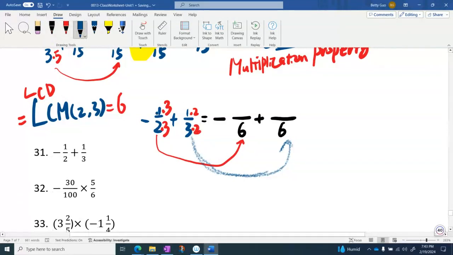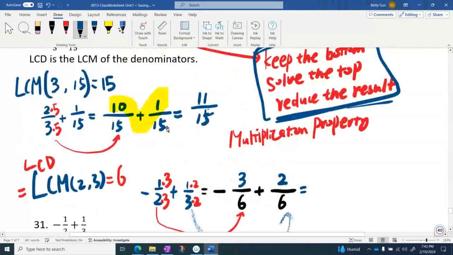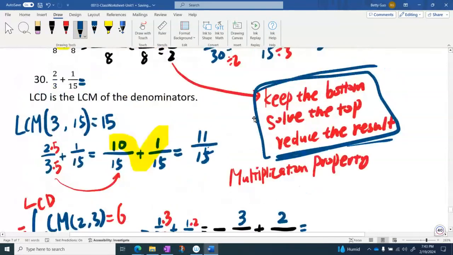One times 3 is 3. Yeah, negative 1 times 3 is negative 3. 2 times 3 is 6. 1 times 2 is 2. 3 times 2 is 6. So we have negative 3 over 6 plus 2 over 6. They have the same denominators. We apply the rule. Once we have the same denominators, we apply this rule.